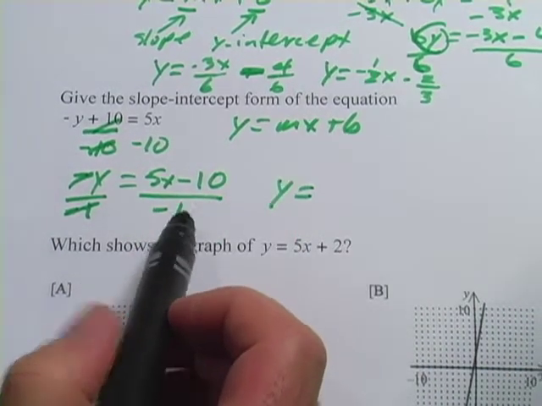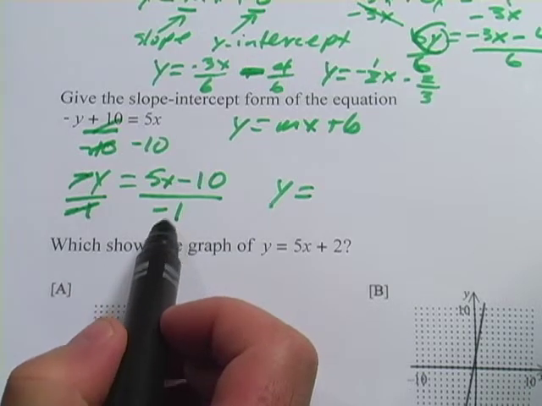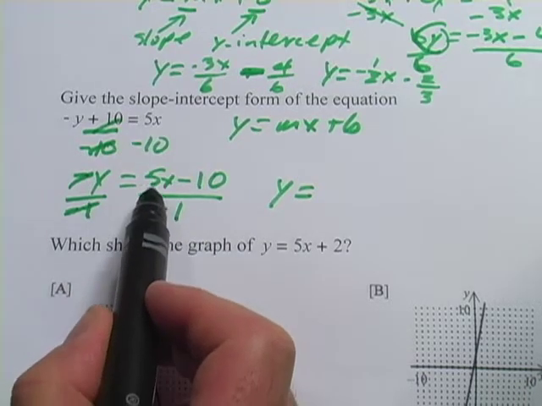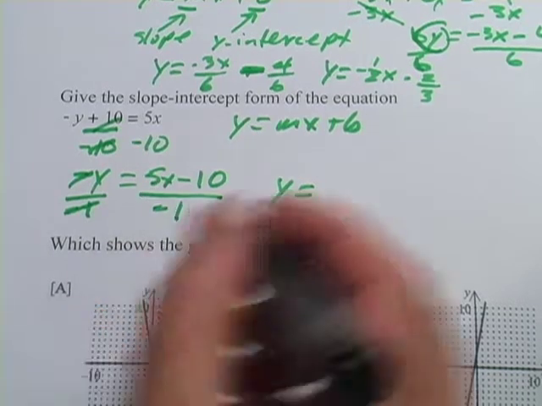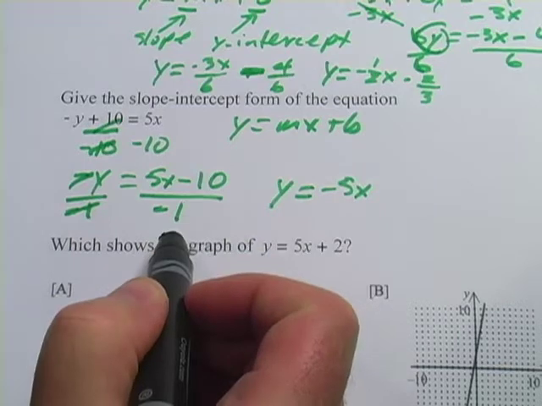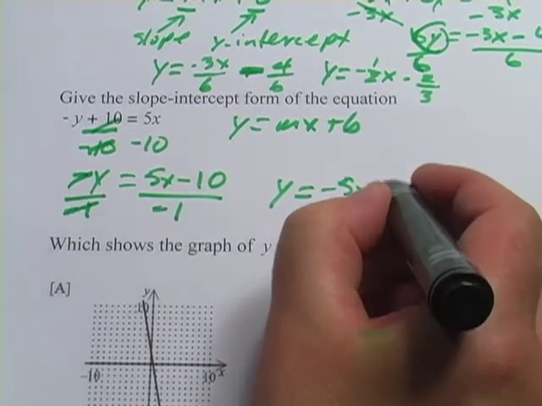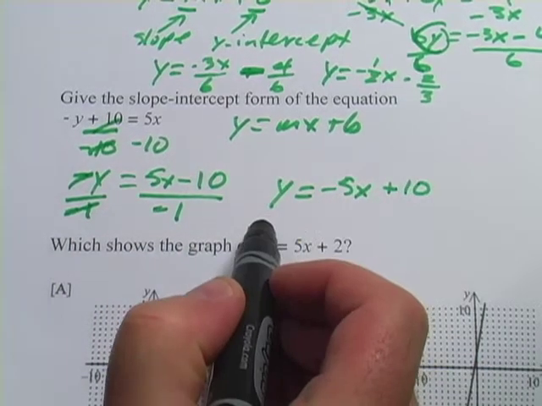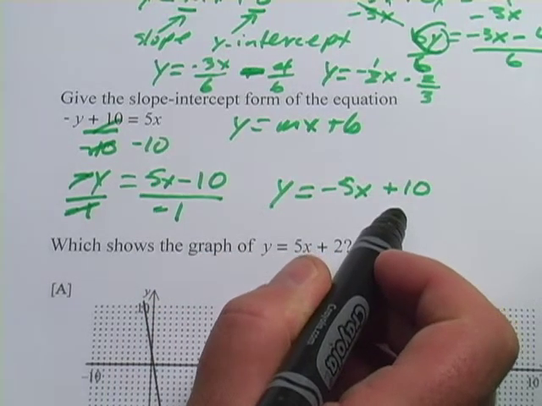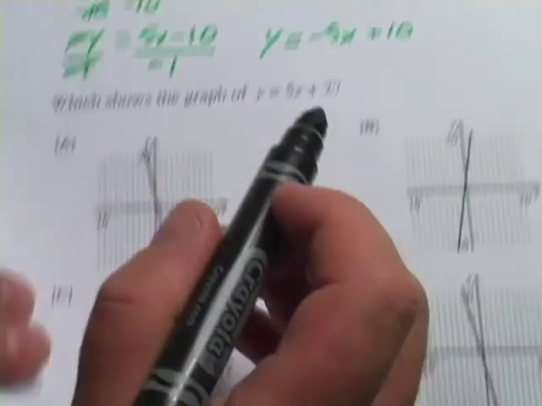And over here, the effect of dividing by a -1 is really just to flip the sign of each term. So instead of a positive 5x, which I had, it's going to be negative 5x. And instead of a -10, it's going to be a positive 10. So my final answer here is y equals negative 5x plus 10. We got one more to look at.